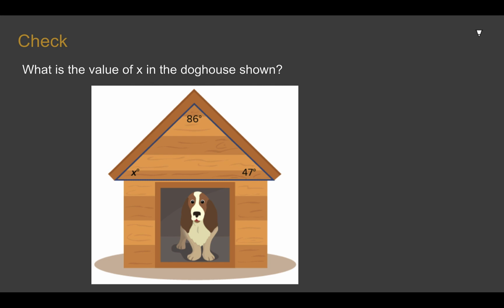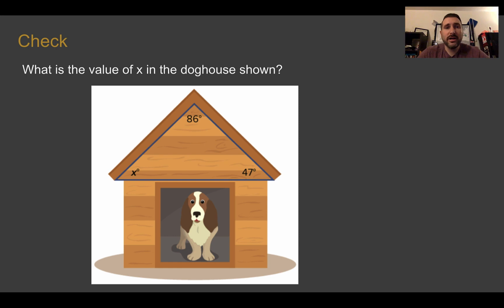Check your understanding. What is the value of x in the doghouse shown? Pause the video now and complete the check. Check your answer. You should have said that x is equal to 47 degrees. We could find this by subtracting each of those angles from 180, or add them together first and then subtract from 180. So adding them together would give me 133. 180 minus 133 is 47.